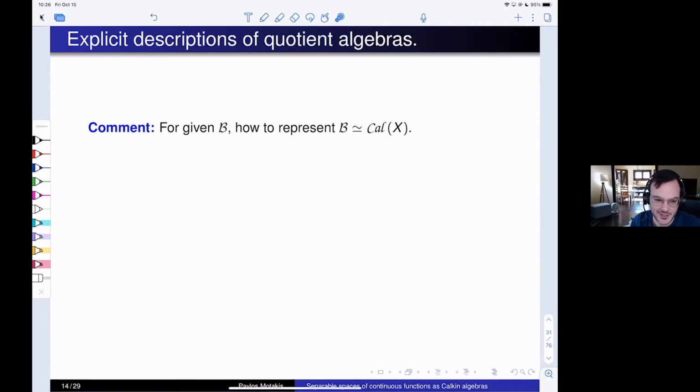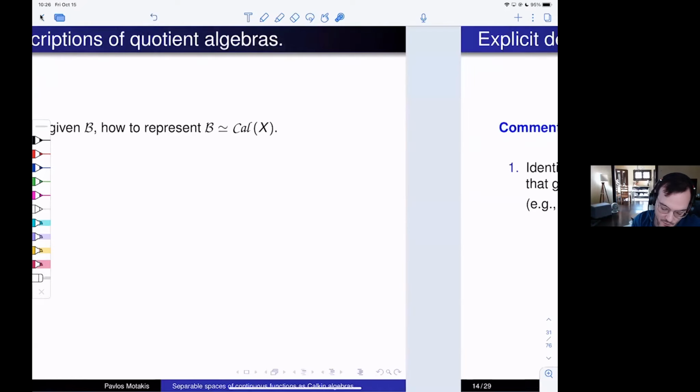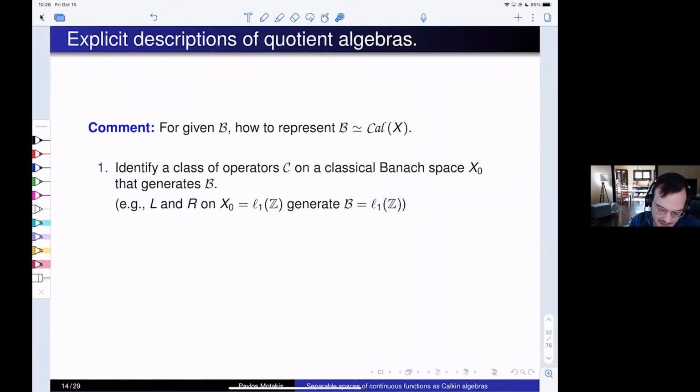So here's your 3-step process on defining B as a Calkin algebra. First thing that you need to do is identify a class of operators on some classical Banach space, let's call it X0, which class of operators generates your desired Banach algebra B. For example, if your Banach algebra is L1 of Z, then take the left and right shift acting on L1 of Z. Then inside the space of operators of L1 of Z, L and R, together with their powers, generate L1 of Z as a Banach algebra.